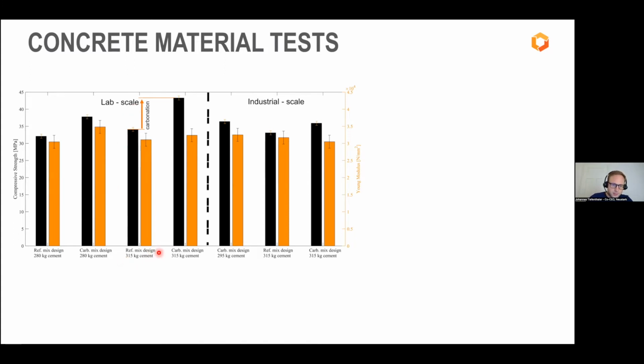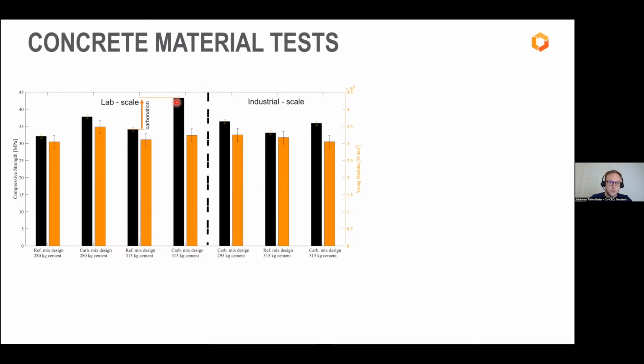So we basically did a concrete test. You can see here the typical concrete test, which is a mix design with 40% concrete aggregate. That's the reference which is used today. You can see the black part is the compressive strength, so basically the design parameter. What we did afterwards is that we batched exactly the same mix design, but now we carbonated the concrete aggregate, and then we obtained this mix design. And you can see that the compressive strength, which is the design parameter, increased, which is a very good sign.